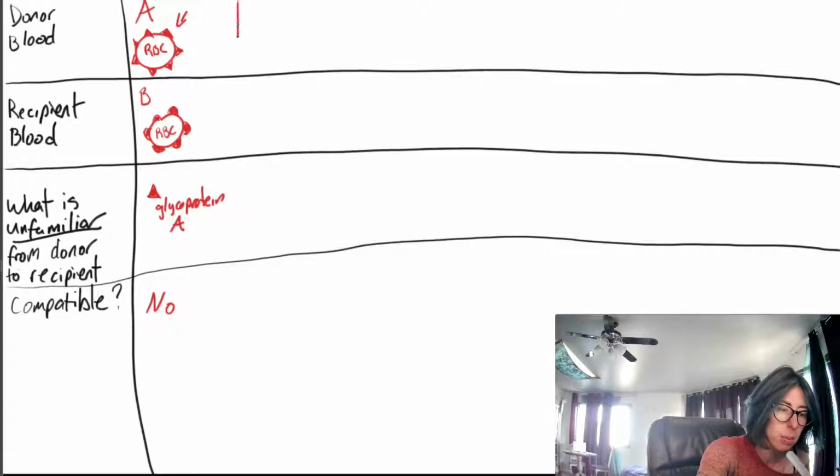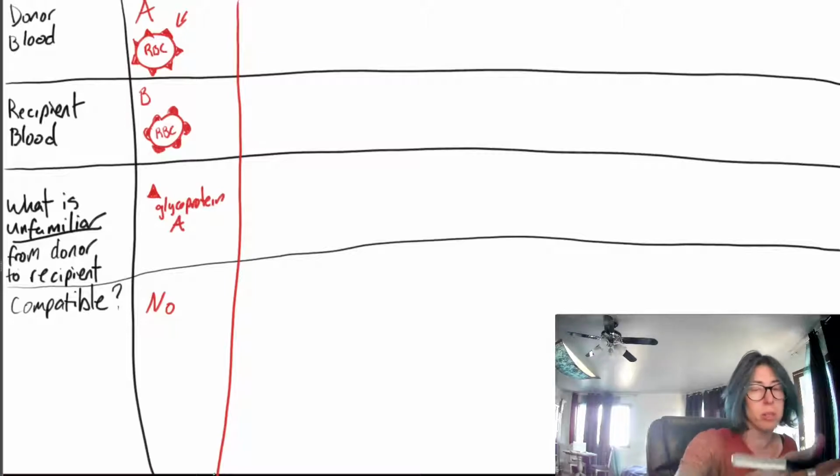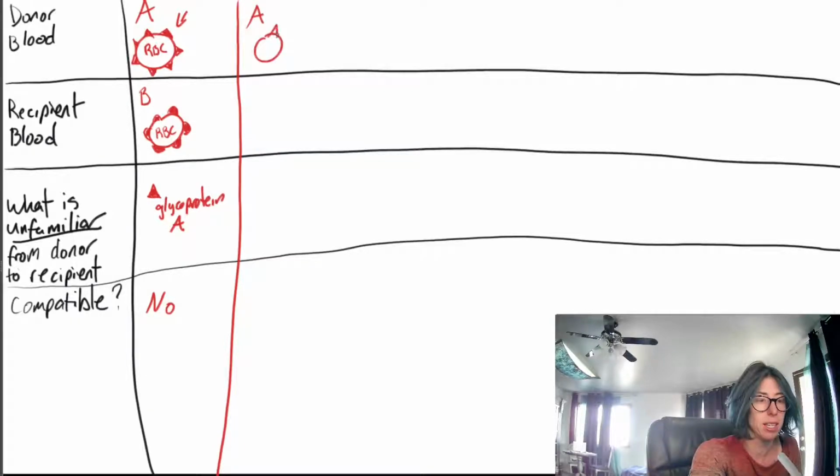So let's look at another example. This one was pretty simple, right? You had different blood types and it's incompatible. But what if we looked at it this way? What if we said the donor had blood type A? So their red blood cells, RBC for short, have this glycoprotein A on the surface. And now let's say that this recipient is type AB. So what's on this person's red blood cells? Well, they have both glycoprotein A and glycoprotein B.